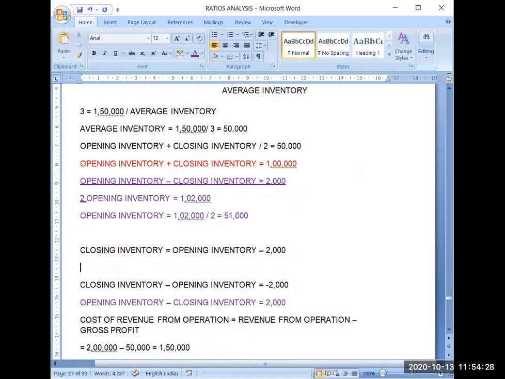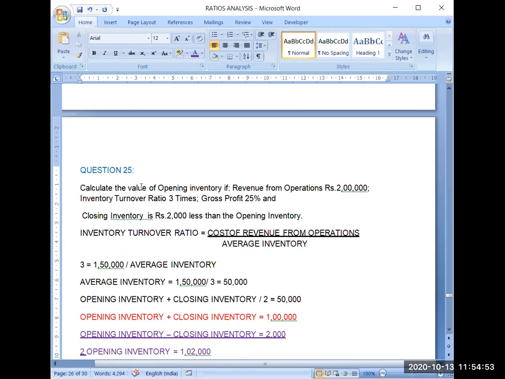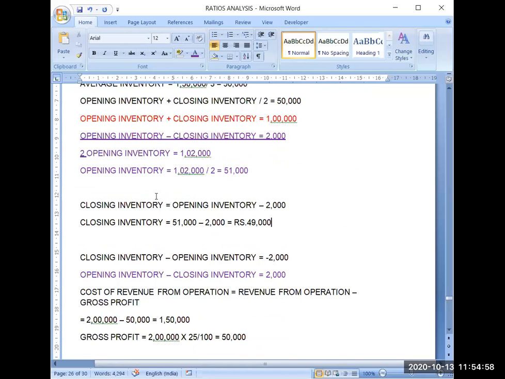So here closing inventory is equal to 51,000 minus 2,000, that will be equal to rupees 49,000. So the question has asked us to calculate only the value of opening inventory, but I have shown you how to calculate both of the values. You can calculate the value of closing inventory also.